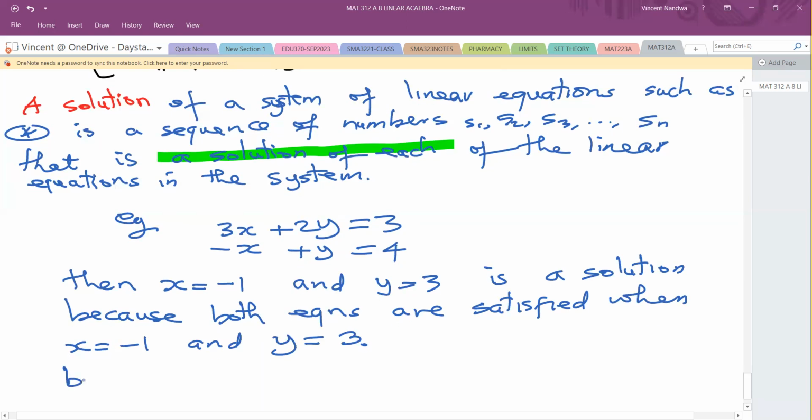But x equals 0 and y equals 4 is not a solution.